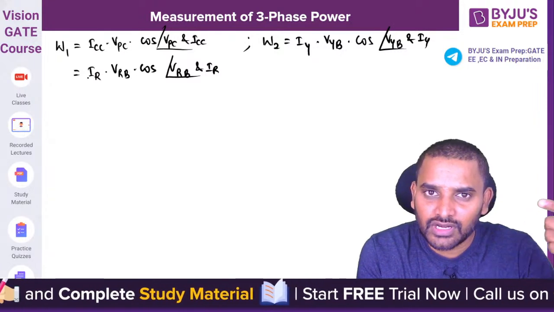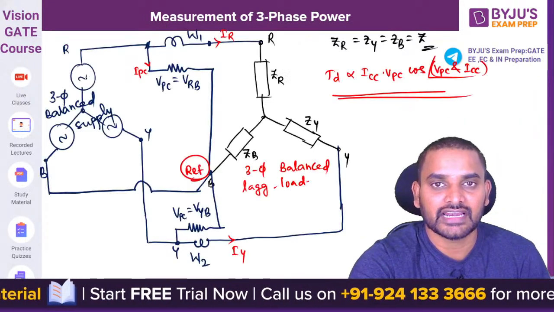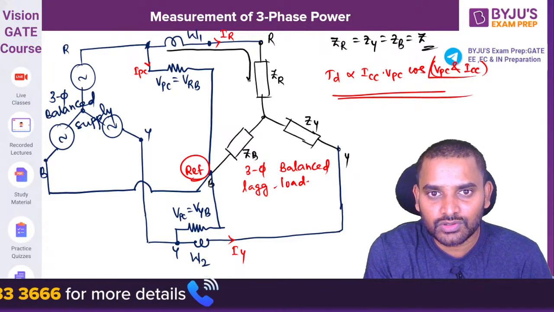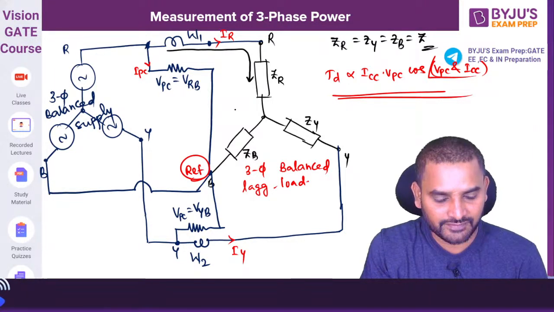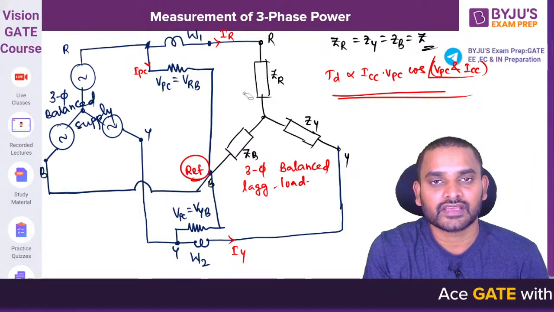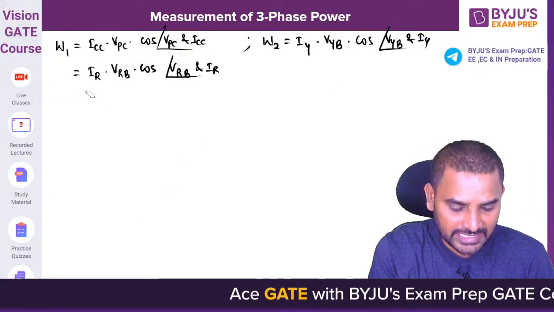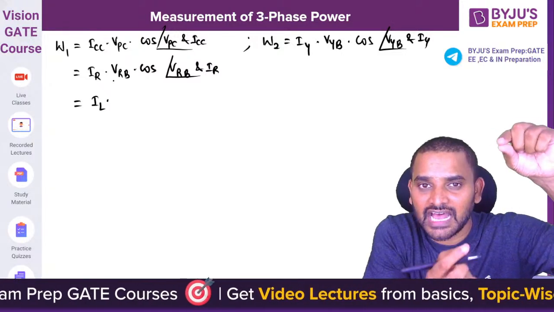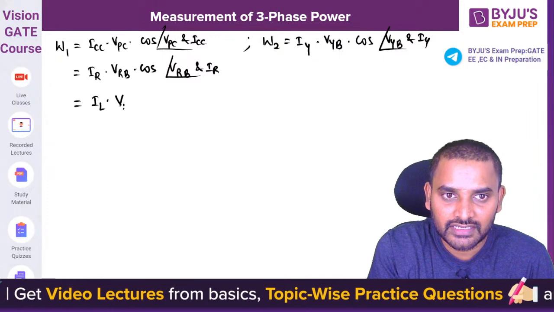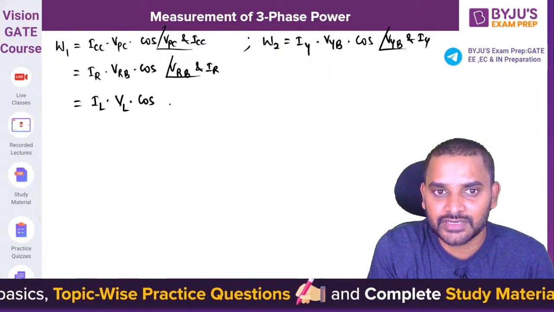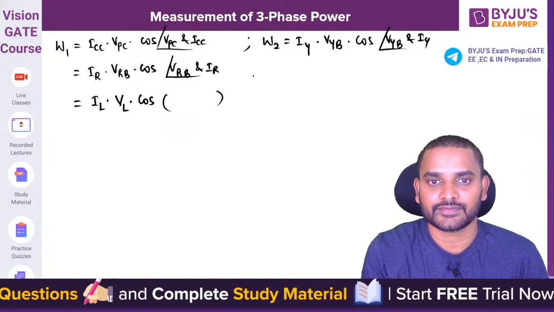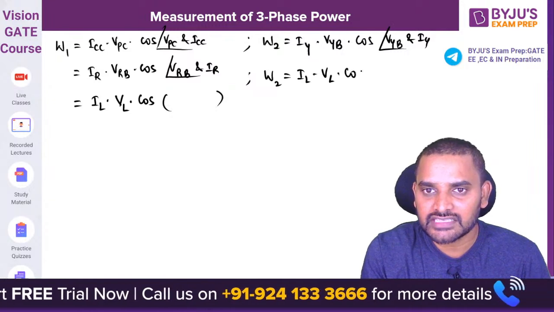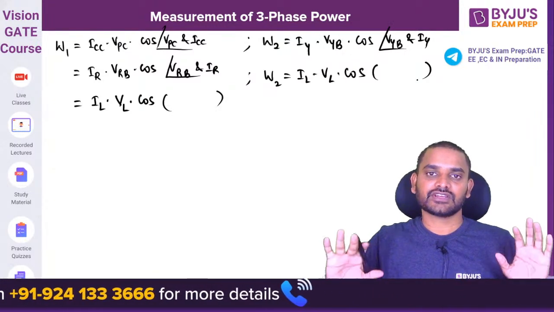Generally, the current flowing through the R phase and the current entering the load, you can see the current flowing through the current coil and the current flowing through the load, both are the same. As it is a star connection, phase current and line current are the same. So I can replace this IR current as IL, and the voltage between R and B terminals as VL. Here we need to calculate cos of the angle between VRB and IR. Similarly, W2 can be taken as IL, VL into cos of the angle between VYB and IY.